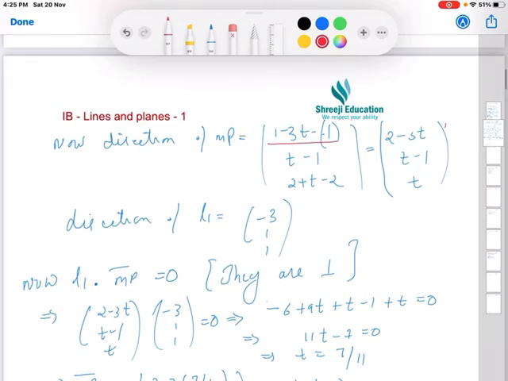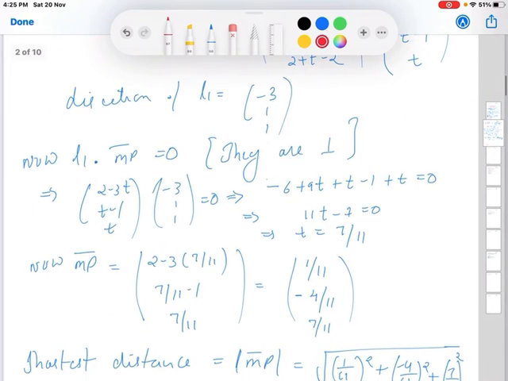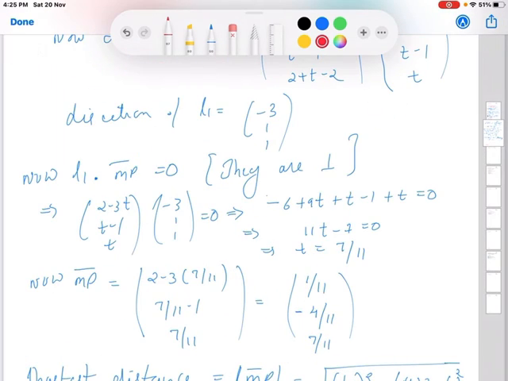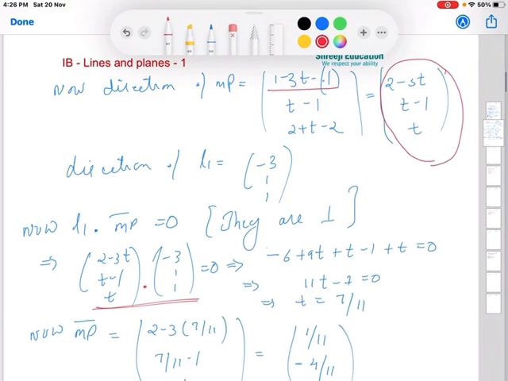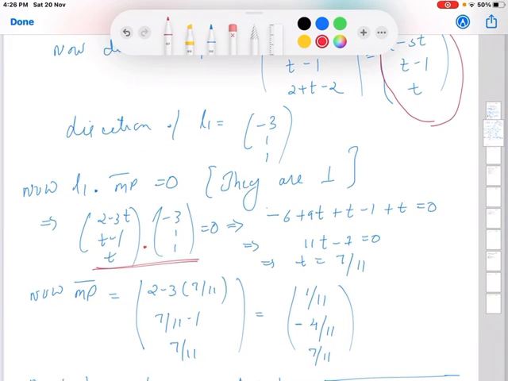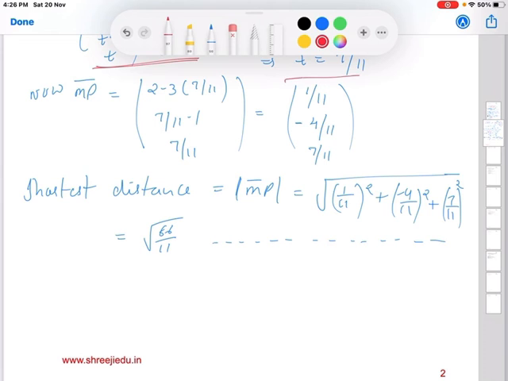Direction of L1, as you know, is given in the question: -3, 1 and 1. So taking the dot product of both the directions and making it 0, solving it, we get t = 7/11. Putting the value of t in my direction MP will give me MP = 2 minus, wherever there is t we put 7/11. Simplifying it, we get the direction MP, which is given by this format. Now taking the magnitude of this will give you the shortest distance between the point and the line.